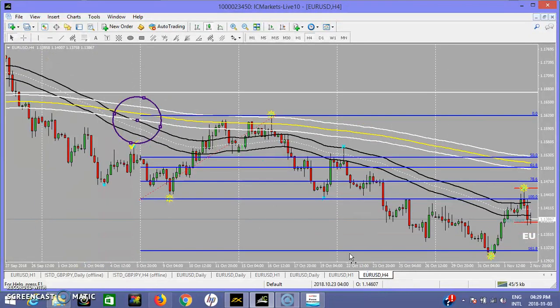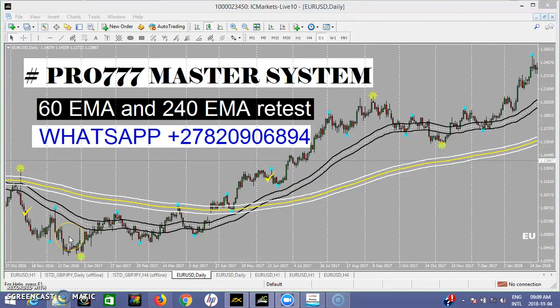Even here on the 4-hour chart, first retest, they tested the 240. It was massive. You made 260 pips there. So the first retest is the most powerful signal on this strategy. You can trade the other retests, but I guarantee you the first retest is the most powerful. You can take 200 pips there, then you enjoy your trades.